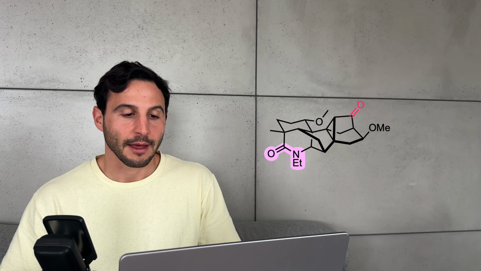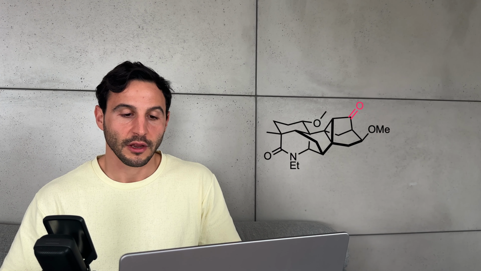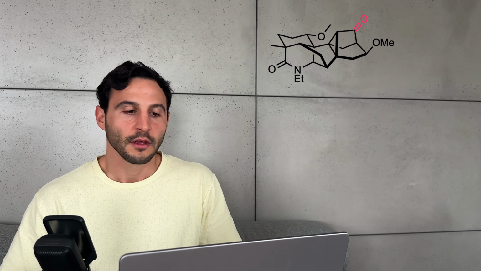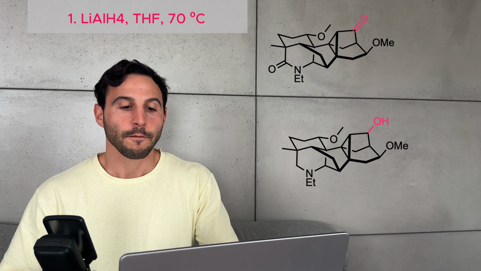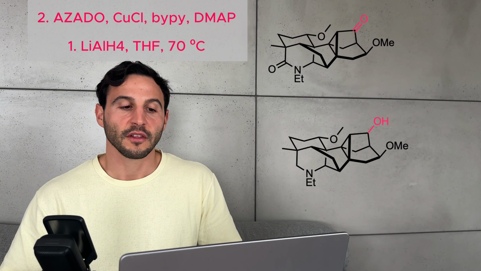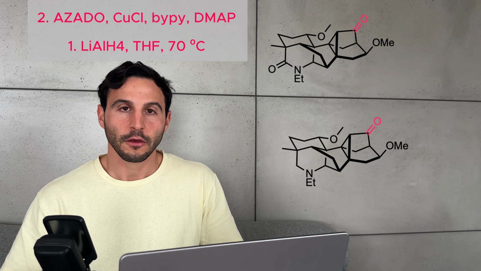Finally, the lactam is converted back to the tertiary amine in two steps. First, reduction of the amide and the ketone groups with lithium aluminum hydride, followed by oxidation of the resulting secondary alcohol.